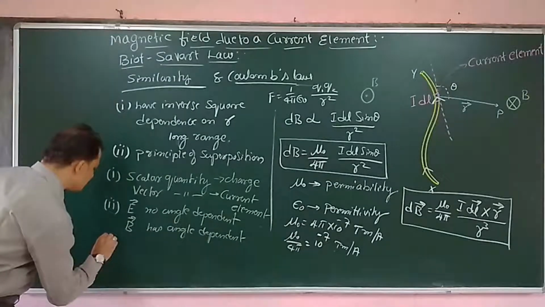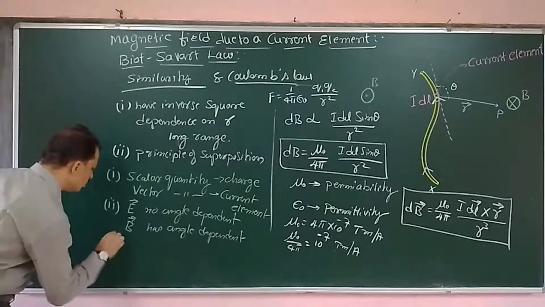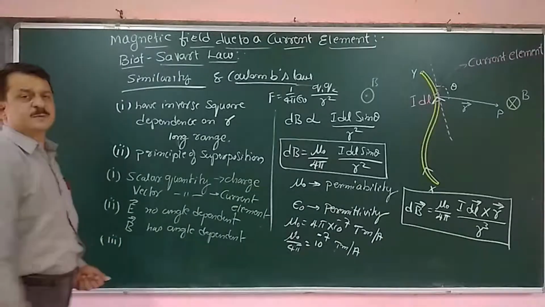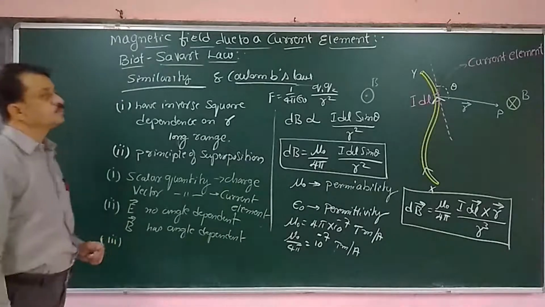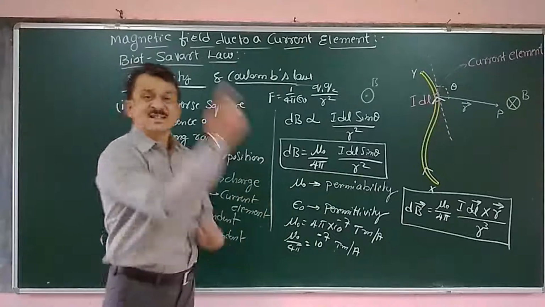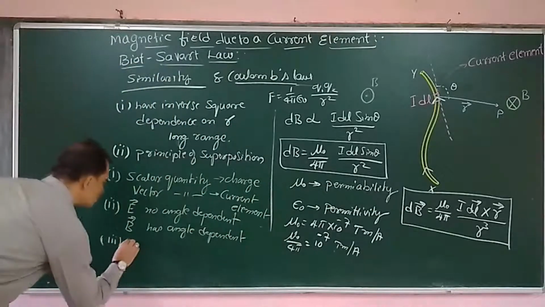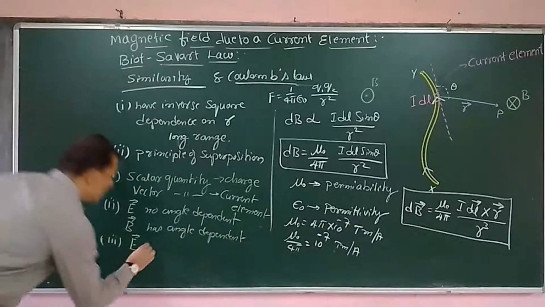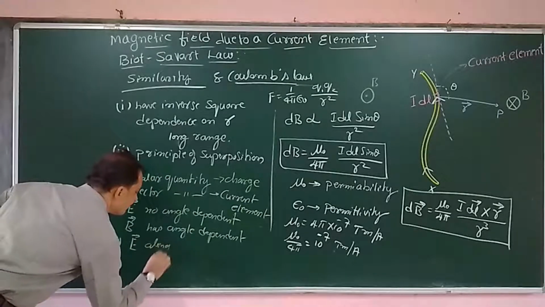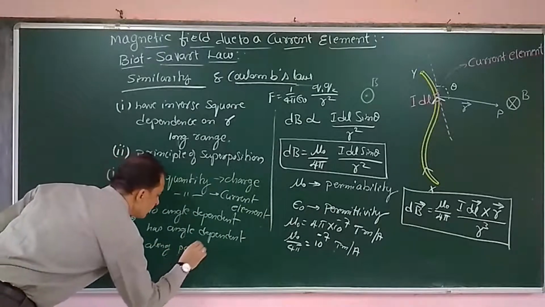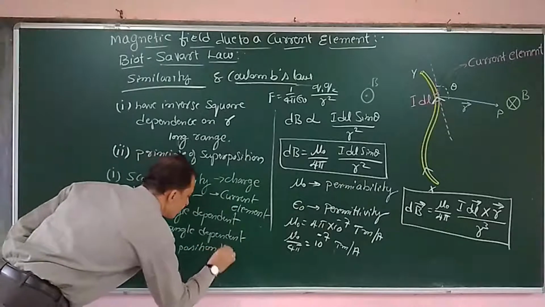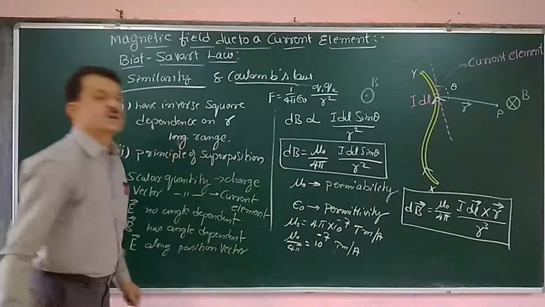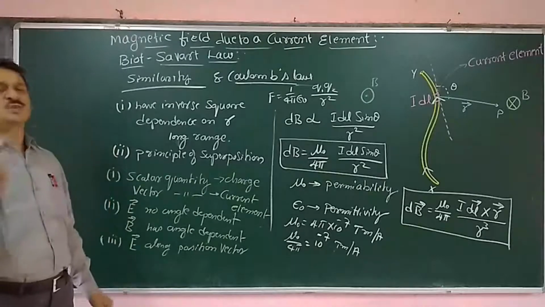And the third difference between the two is, what is the direction of the electric field or electrostatic force? Now it is along the position vector joining the point to the source.